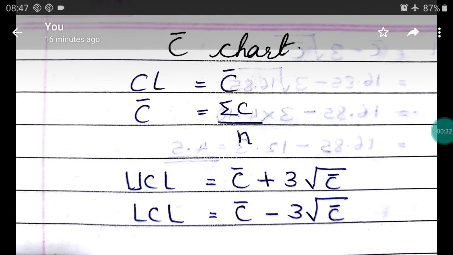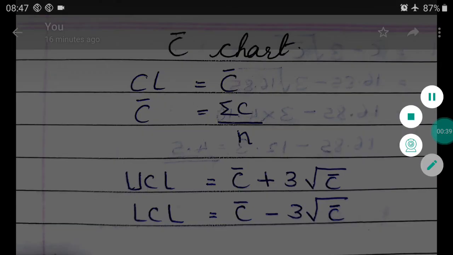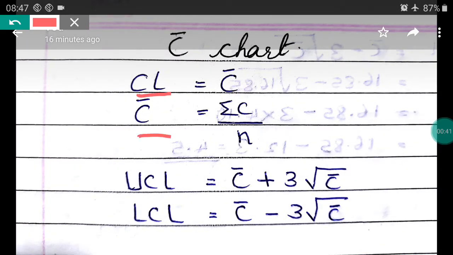Limits. CL equal to C bar equal to summation C divided by n, where n means the number of observations. After that, UCL, the upper control limit, is C bar plus 3 square root of C bar. LCL is C bar minus 3 square root of C bar.